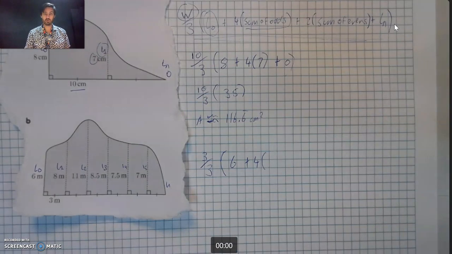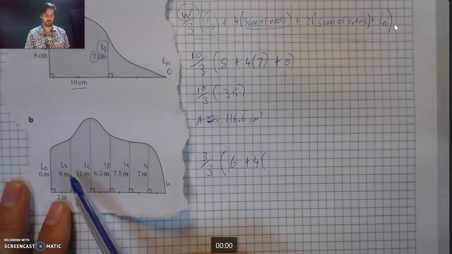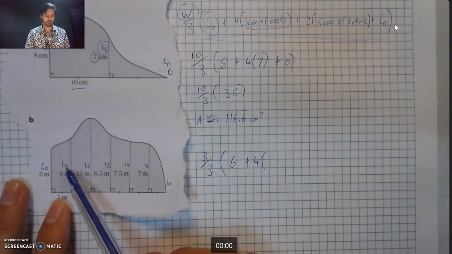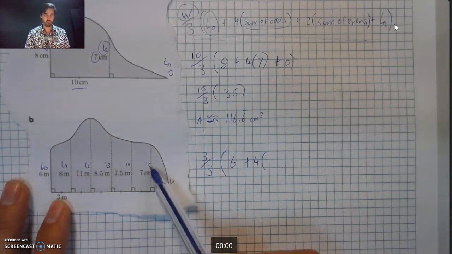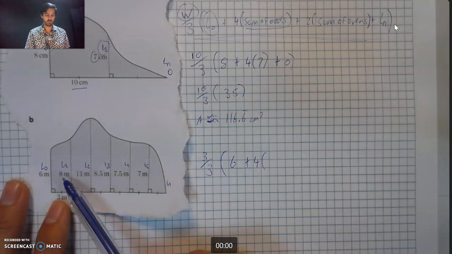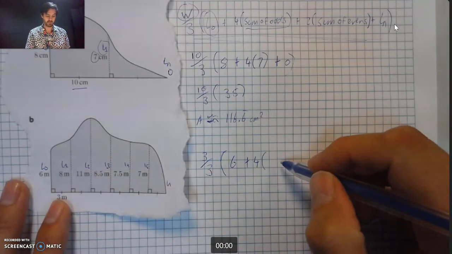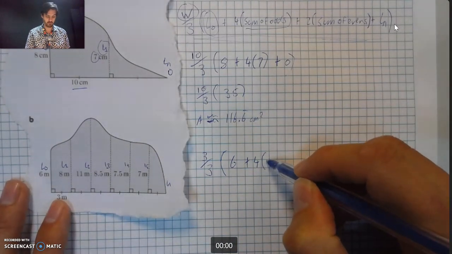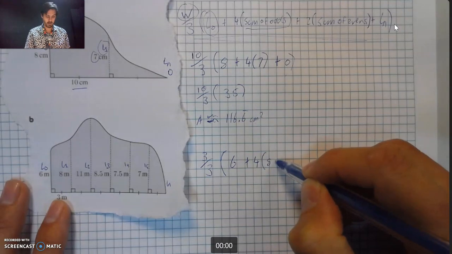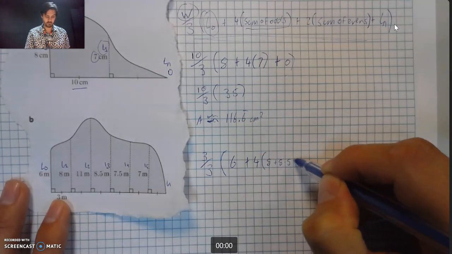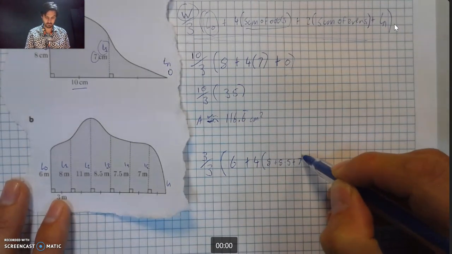This one is a little bit more difficult because we've got to add up all of the odd lengths. Now, we have a few. L1 is odd, L3 is odd, L5 is odd. Okay, so we need to do 8 plus 8.5 plus 7. So that's going to be 16.5. Oh, I'll write them in actually. 8 plus 8.5 plus 7.